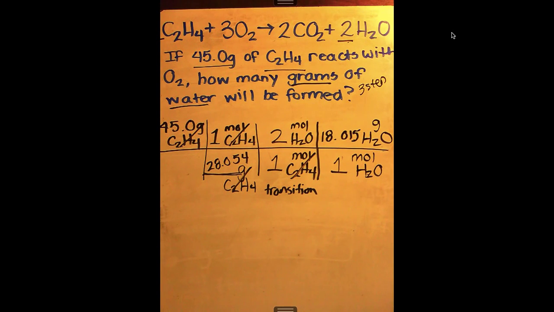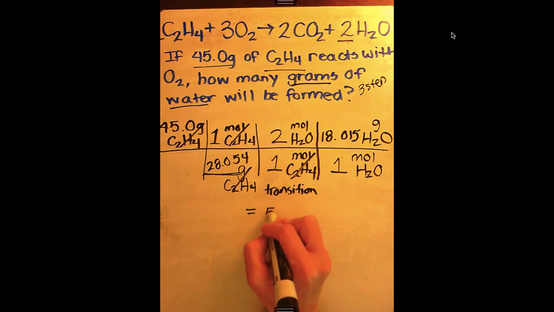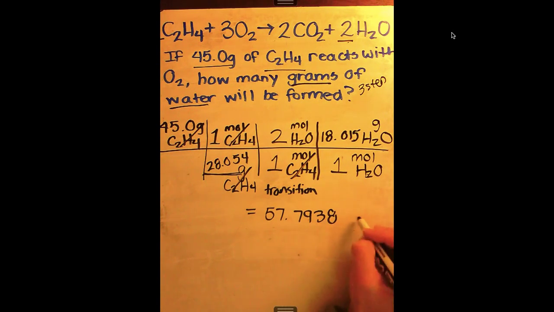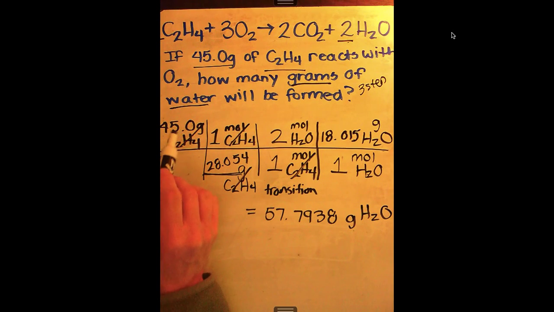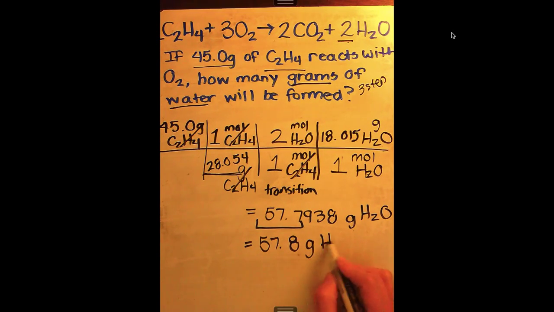And so now we would put all of this into our calculator, multiply straight across, and then divide. And when I'm putting this in my calculator, I'm getting 57.7938 grams of H2O. Now let's look back at the original problem. 3 sig figs, which means I want 3 sig figs in my answer. So I'm going to round that to 57.8 grams of H2O.